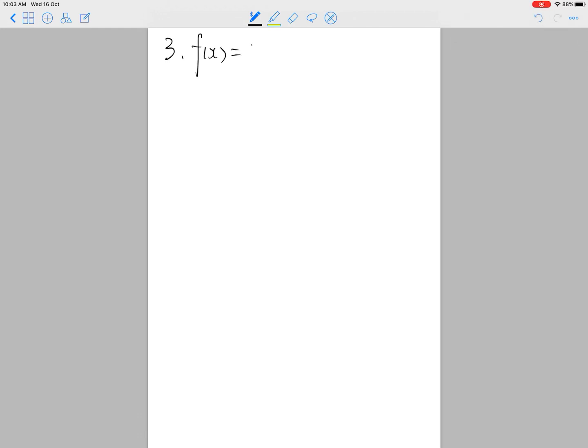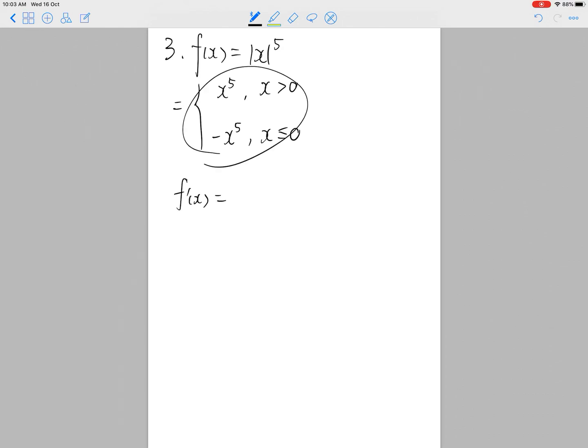f(x) is the absolute value of x to the power of 5. You can also write it as x to the power of 5 when x is positive. When x is negative, it's negative x to the power of 5, so it is negative x to the power of 5 when x is smaller or equal to 0. Then f'(x) is just this thing's derivative. So it is 5x to the power of 4 when x is greater than 0, and negative 5x to the power of 4 when x is smaller or equal to 0.